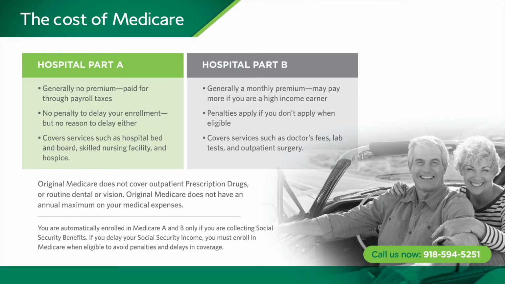For most people, there's no premium for Part A because you paid for that with your payroll taxes. Part B does have a monthly premium. If you're receiving your Social Security or Railroad retiree benefits, your Part B premiums will be withheld from that. Keep in mind that Part B premiums are higher if you are a high-income earner. You'll be notified if your premiums have an income adjustment. You can also find more information about the rules for high-income earners on the Social Security website.